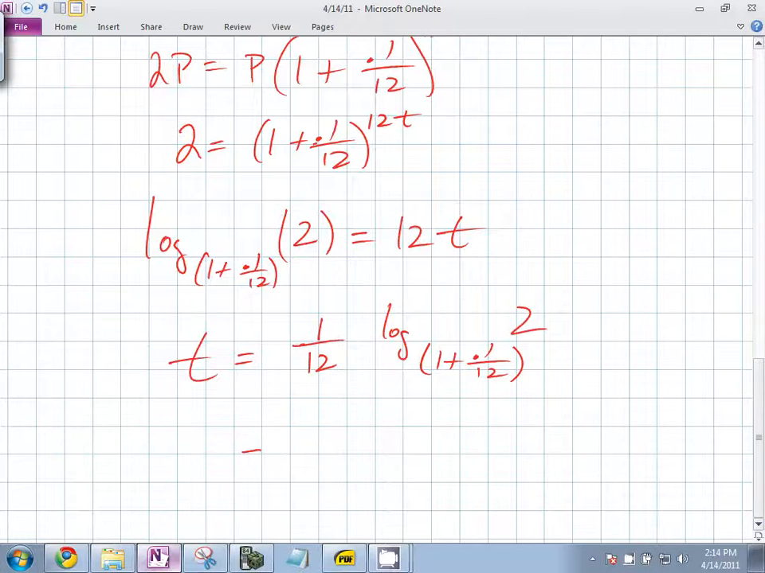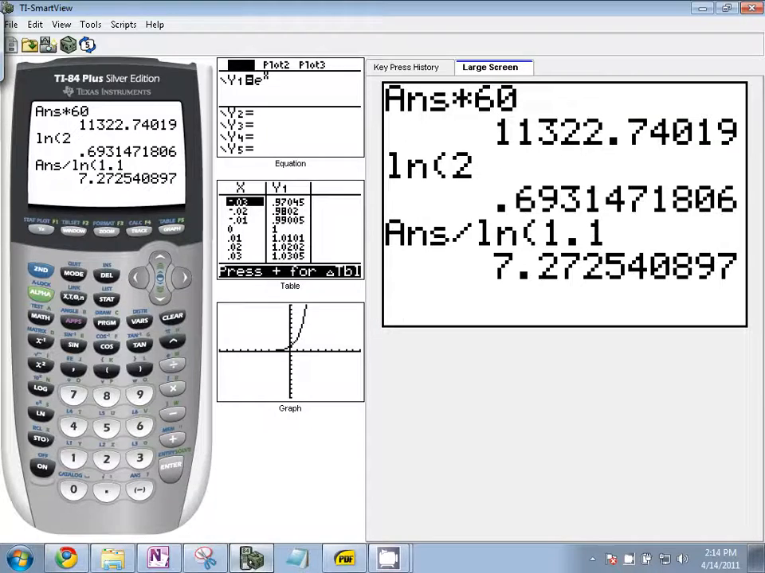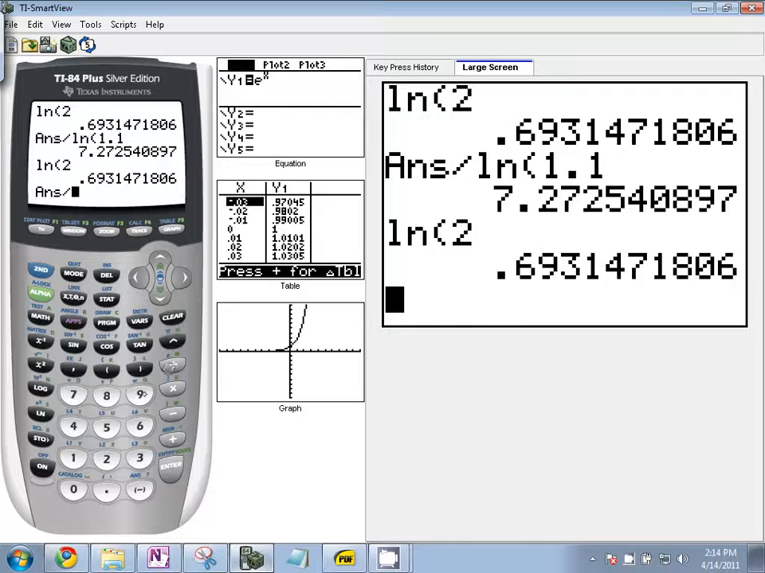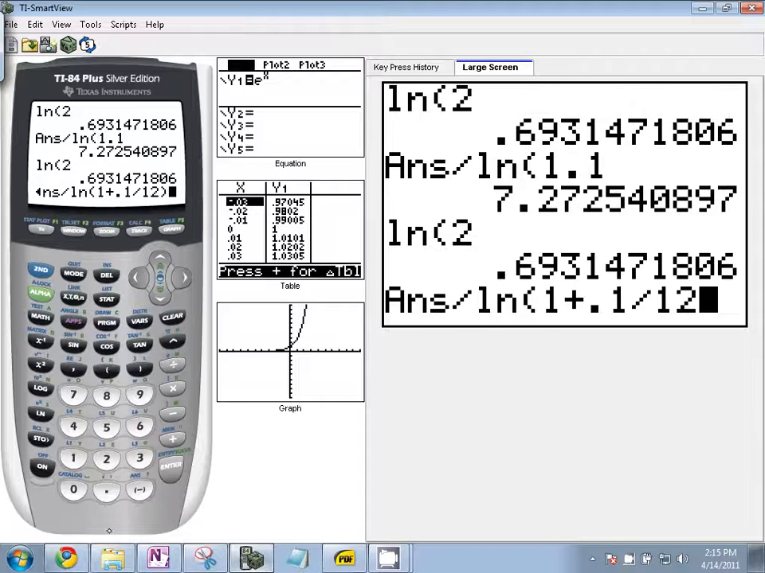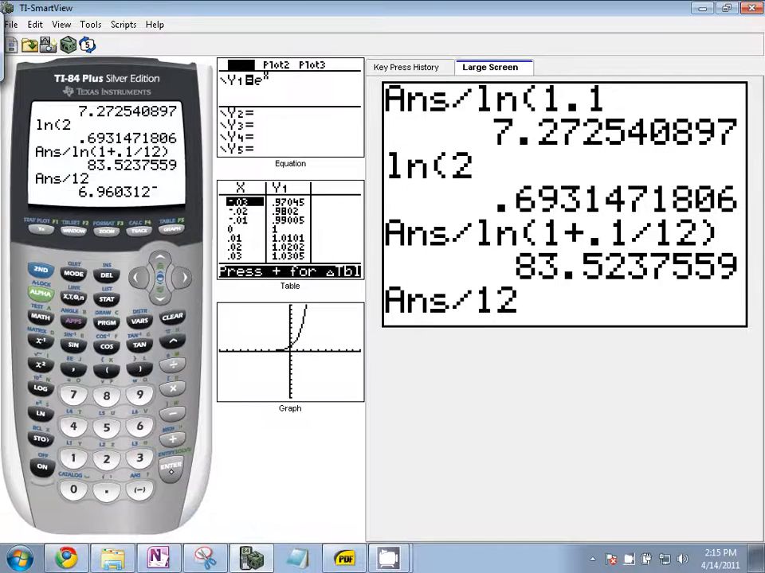So if you're going to type this into your calculator, you would have ln 2 over 12 ln of 1 plus 0.1 over 12. You just have to be careful multiplying that out. If I would do that, I would do ln 2, press enter. I would then divide it by ln of 1 plus 0.1 divided by 12. And then what do you multiply by, or divide by? 12 at the end.